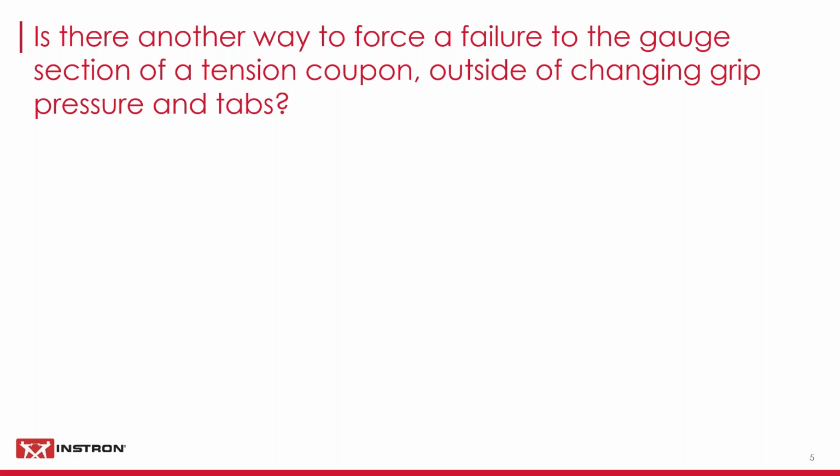Next question was, is there a way to force a failure inside the gauge section of a tension coupon without having to adjust the gripping pressure and the tabs?